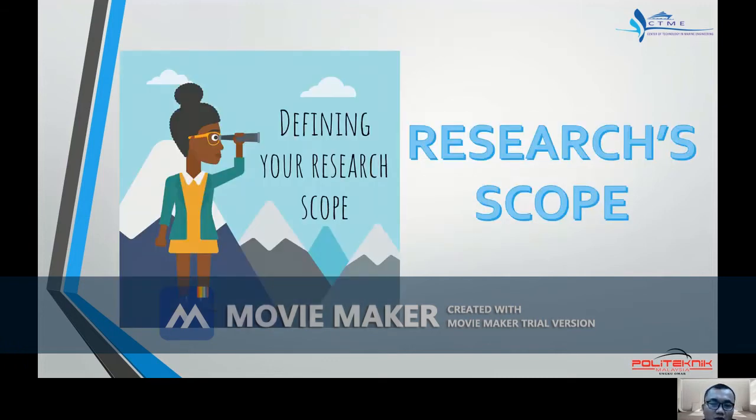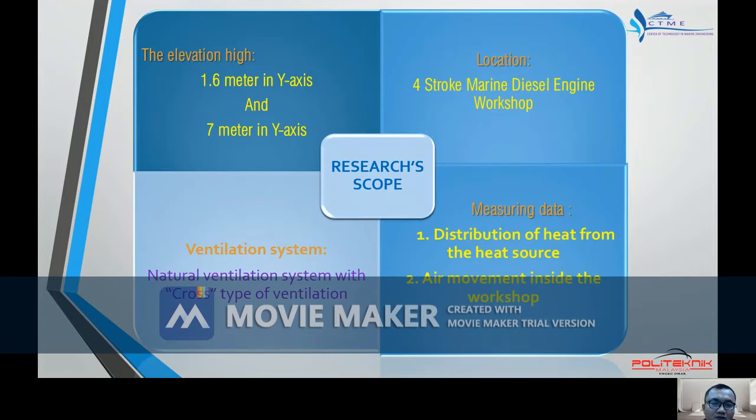So this is the research scope. In this research, the elevation height is 1.6 meters in the y-axis. This represents the breathing height for a normal person in Malaysia, and 7 meters in the y-axis represents the height for the air movement and air distribution near the ceiling of the workshop.